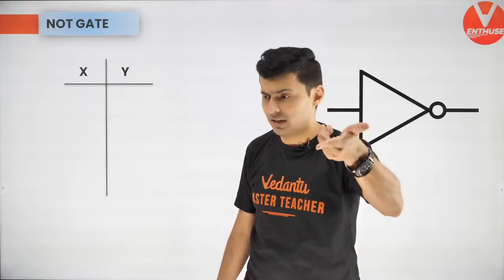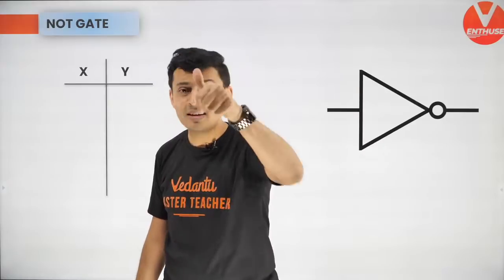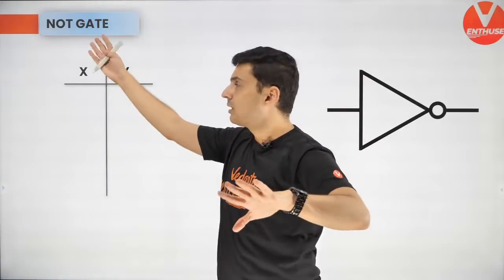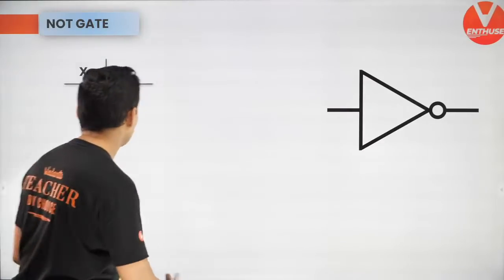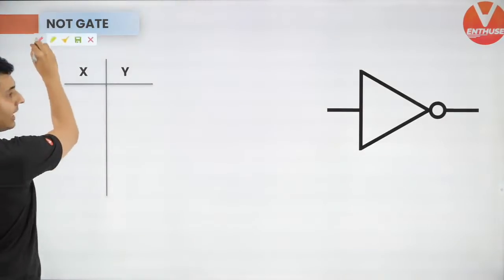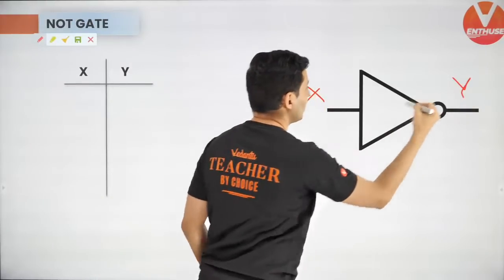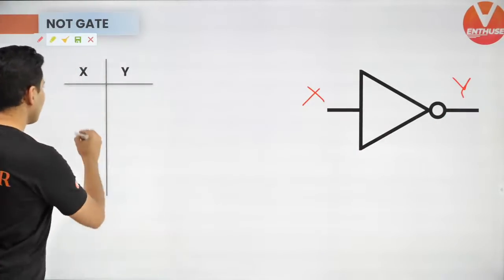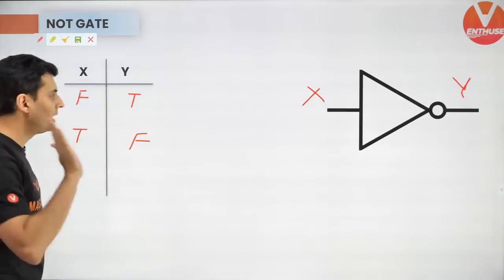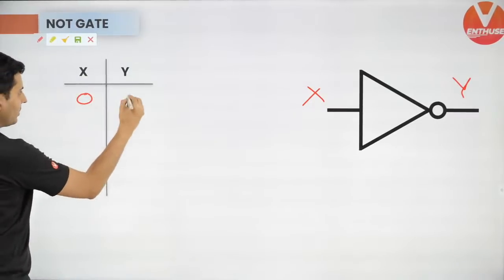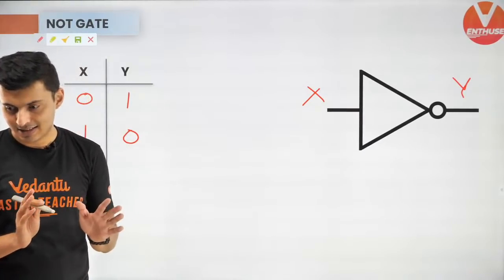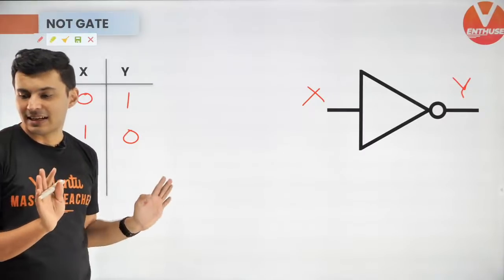These are simple operations. First one is basically the NOT gate. This is the symbol. What does it do? Not, negate, completely opposite. So let's say this X is input, this is output. If you give false, it will make it true. If you give true, it will make it false. Truth table, that's it. So if this is 0, this is 1. If this is 1, this is 0. Is that clear? Everyone understood? Very easy guys.